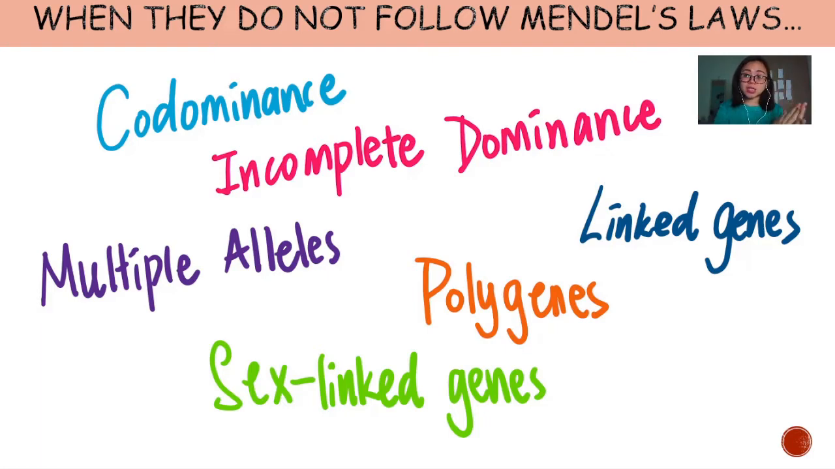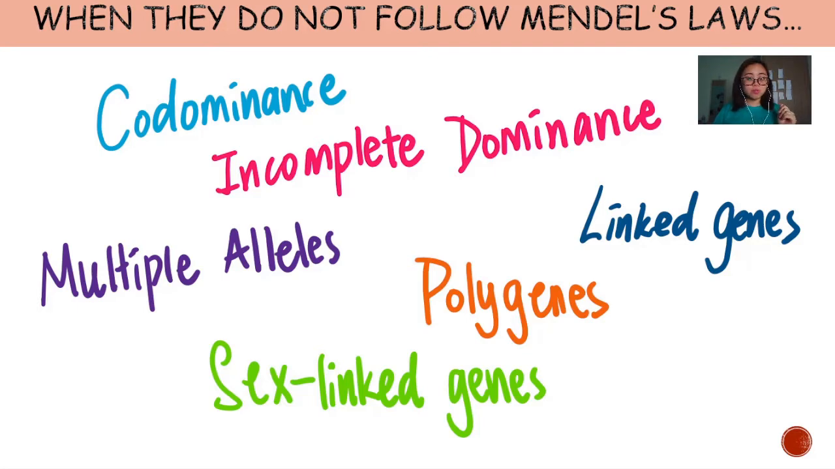Asalkan dia tidak ikut nisbah yang diajukan oleh Mendel dan tidak ikut hukum Mendel, itu kita kira dia sebagai non-Mendelian inheritance. Tren pewarisan yang tidak ikut hukum Mendel. Okay, dan ini adalah 6 jenis yang kita akan masuk dalam syllabus kamu. So these are the 6 that you will go into in your syllabus.